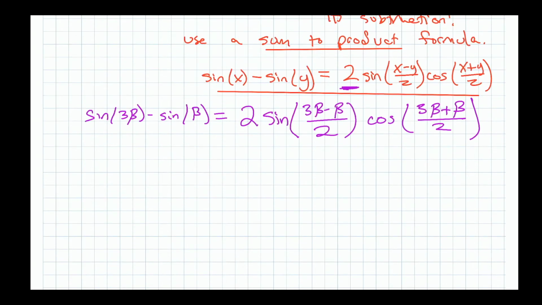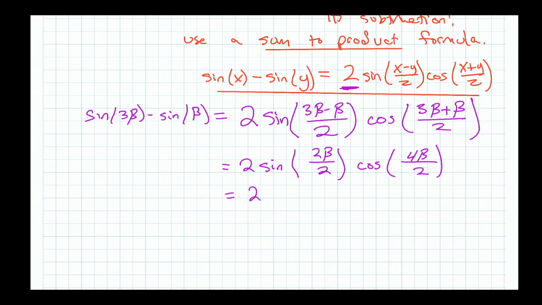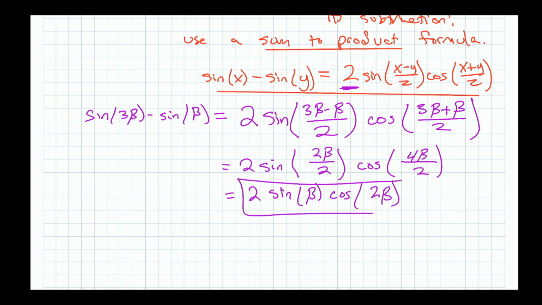Okay. So that's 2 sine. Work this out. 3 beta minus beta is 2 beta in the numerator over 2. Cosine 3 beta plus beta is 4 beta over 2. So that is 2 sine beta. Cosine 4 beta over 2 is going to be 2 beta. And that is your answer. Okay, so pretty straightforward.